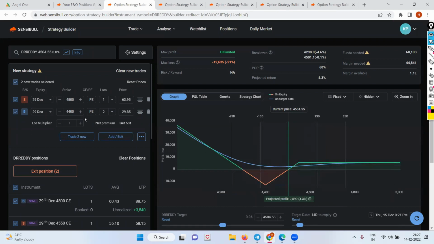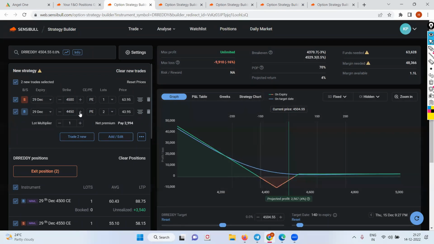Now, if you do not want this profit, you have to change the strikes. See, now 2,500, but even now this is a very good position, right? Even if Dr. Reddy tomorrow makes a gap down of, let's say, 2%, you're still getting 5,600 profit on a capital.